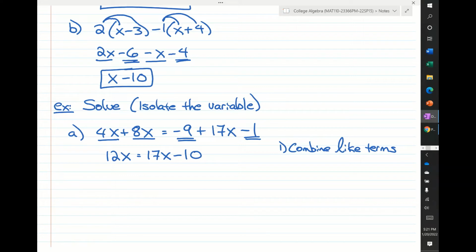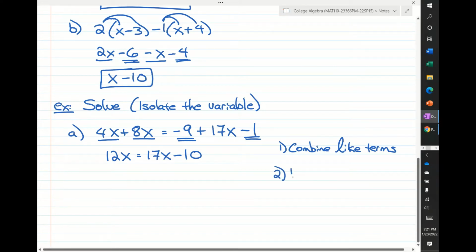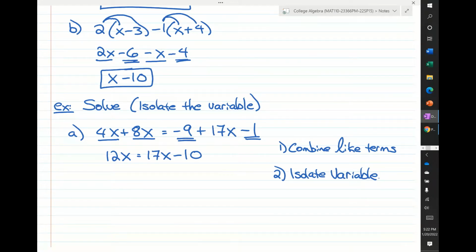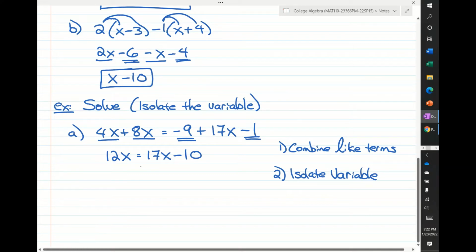Next step, now that everything is simplified, our second step is we want to isolate the variable. We want to try to get that x on one side by itself. So generally when we solve, I try to get the variables on the left side. In order to get rid of 17x, I want to bring it to the other side. In math, if you want to get rid of something, you do the inverse operation. You do the opposite. If I want to get rid of 17x, I just subtract 17x on both sides. And I get negative 5x is equal to negative 10.